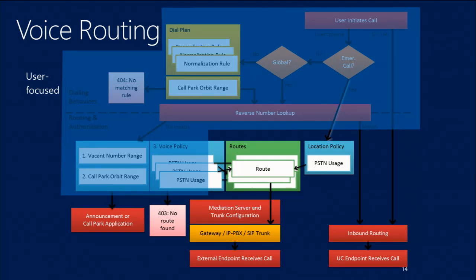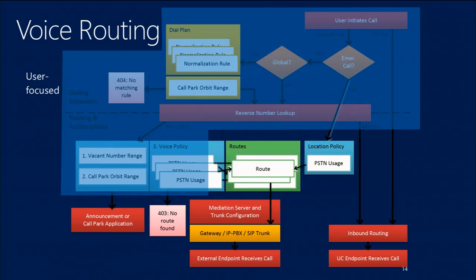We need to match it to something in the normalization rules. Whether it's just a blanket rule that says send it on as is, which would be a bad idea, or a normalization rule that turns it into E164, that's a good idea. That's what we want to be able to do. Because then we can start passing it off and seeing, is it one of us, right? And by one of us, reverse number lookup could make it one of us as far as a Lync user, an analog device, an application, a vacant number range, a call park orbit, right? Those are all things that Lync owns, right? So we can make sure that that call stays within the Lync environment.